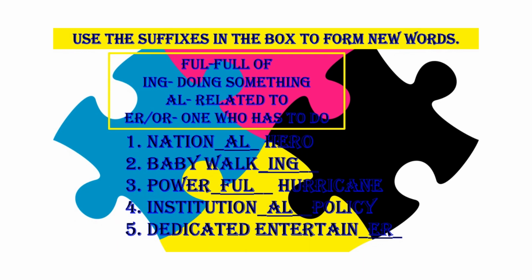Now, students, let's take a look at some of the new words we would have formed by adding suffixes. Number 1, national hero. Number 2, baby walking. Number 3, powerful hurricane. Number 4, institutional policy. And number 5, dedicated entertainer.